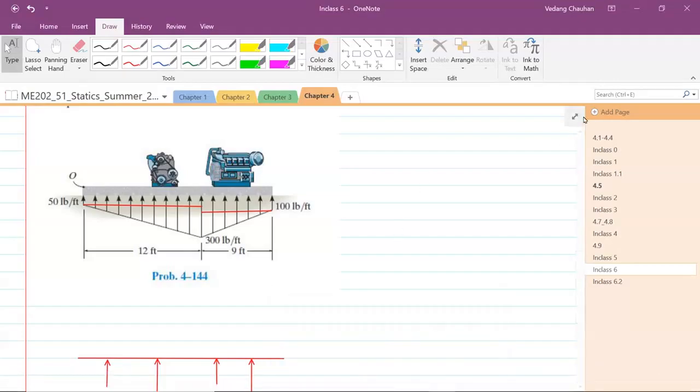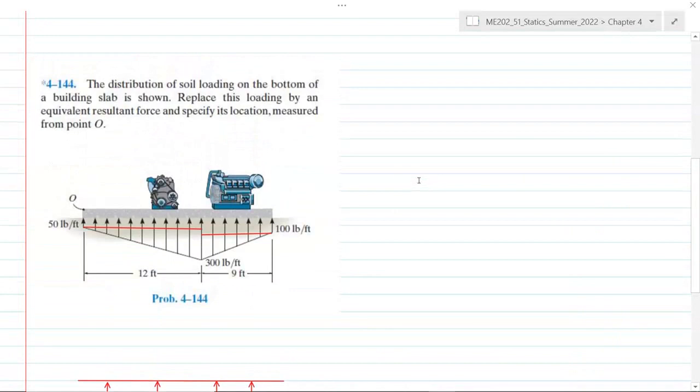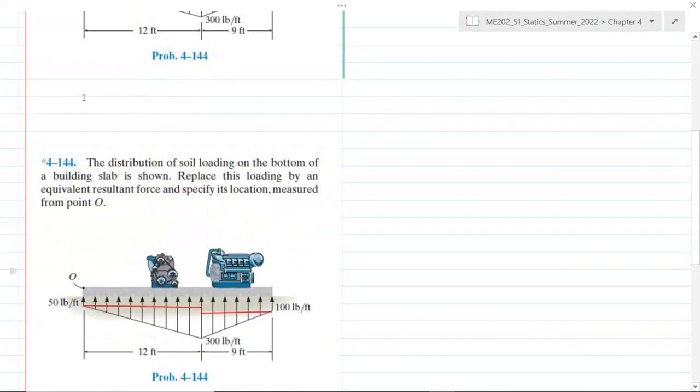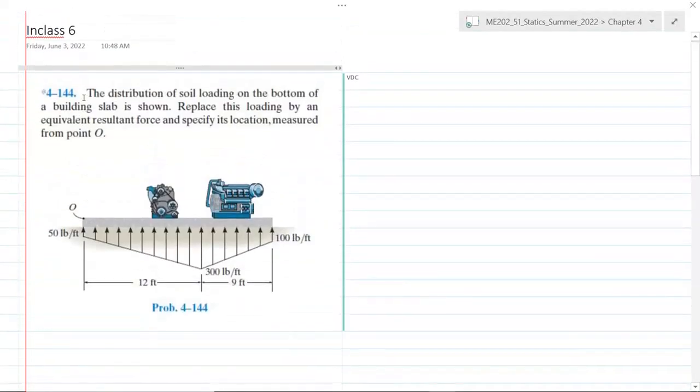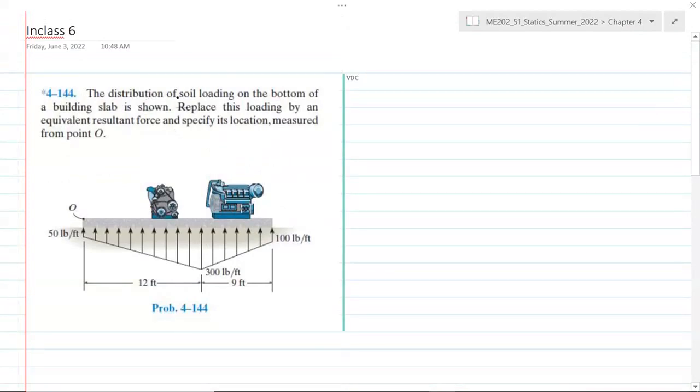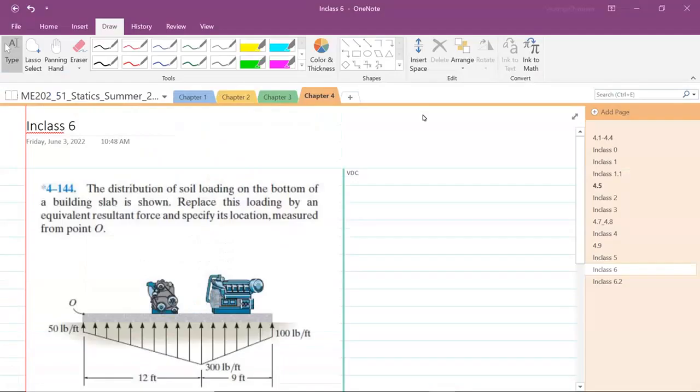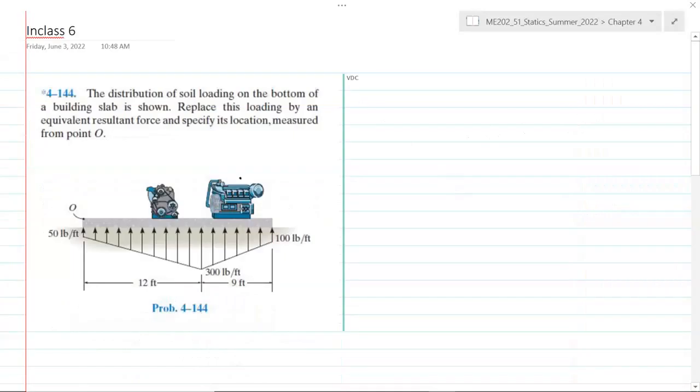In class exercise 6, chapter 4, problem 4.144. The distribution of soil loading on the bottom of a building slab is shown in the figure. Replace this loading by an equivalent resultant force and specify its location measured from point O.